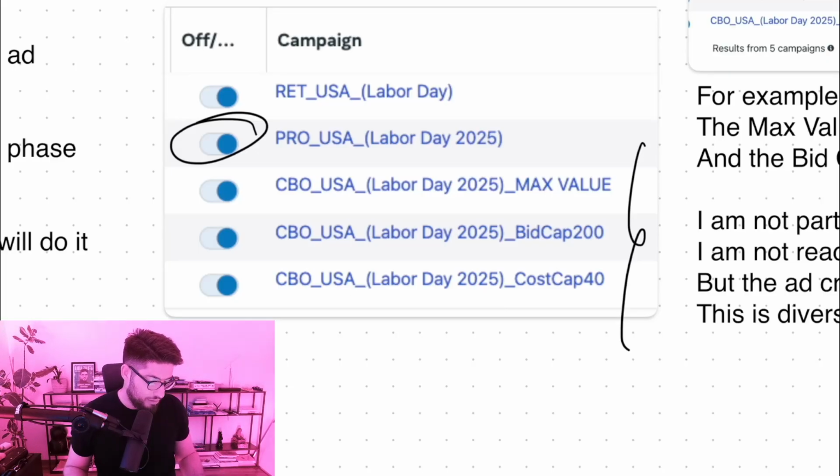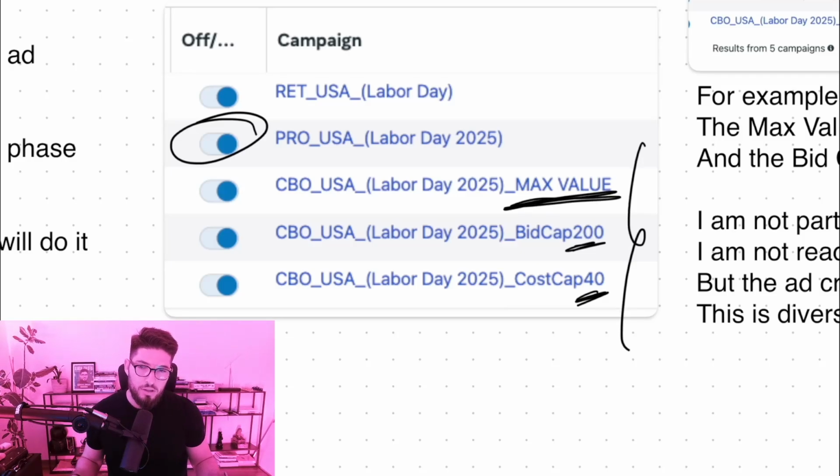So do I need to go very hard on an aggressive bid? Do I need to go on a low bid? Should I go to expensive people? I don't know. I have no idea. So I'm going to diversify my risk. But I'm not going to create a CBO that says CBO Labor Day, put there 20 ad sets and be like, Facebook's going to take care of it. Fuck no.